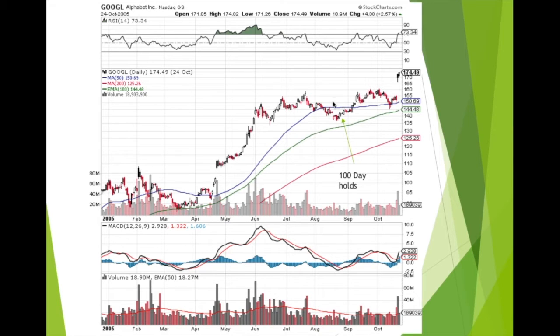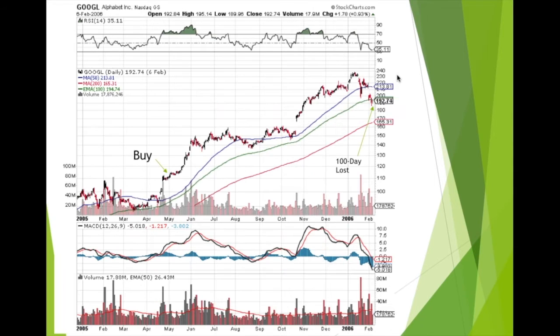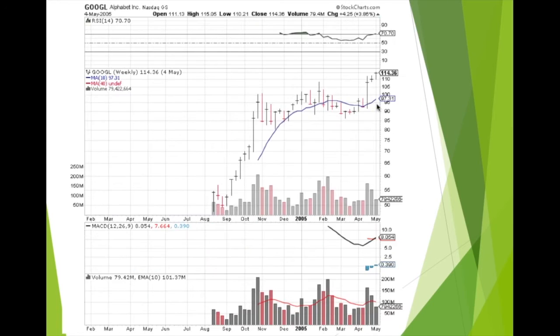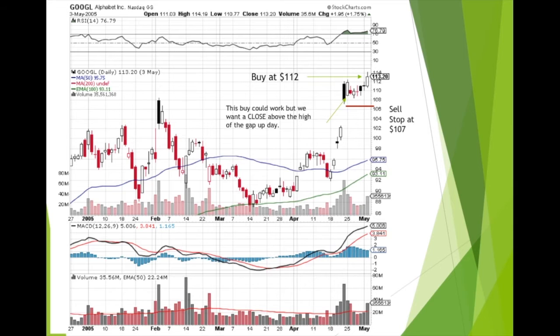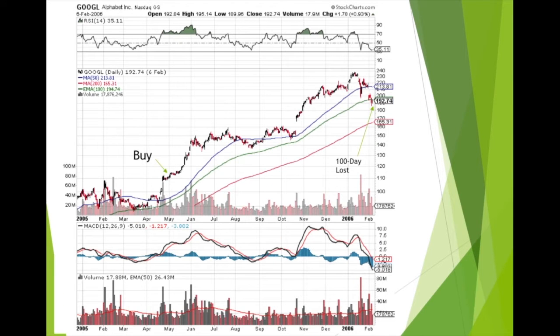If you're a shorter-term trader, you're going to sell on a close below the 50-day here. If you're somebody who wants a longer-term trade, you're going to wait for the 100-day to be breached, and you see it boom, boom, boom, boom, boom. It really starts heading higher again. Finally, the 100-day is lost, and you sell around 192. Now we bought it at 113.20, and you're selling at 192.